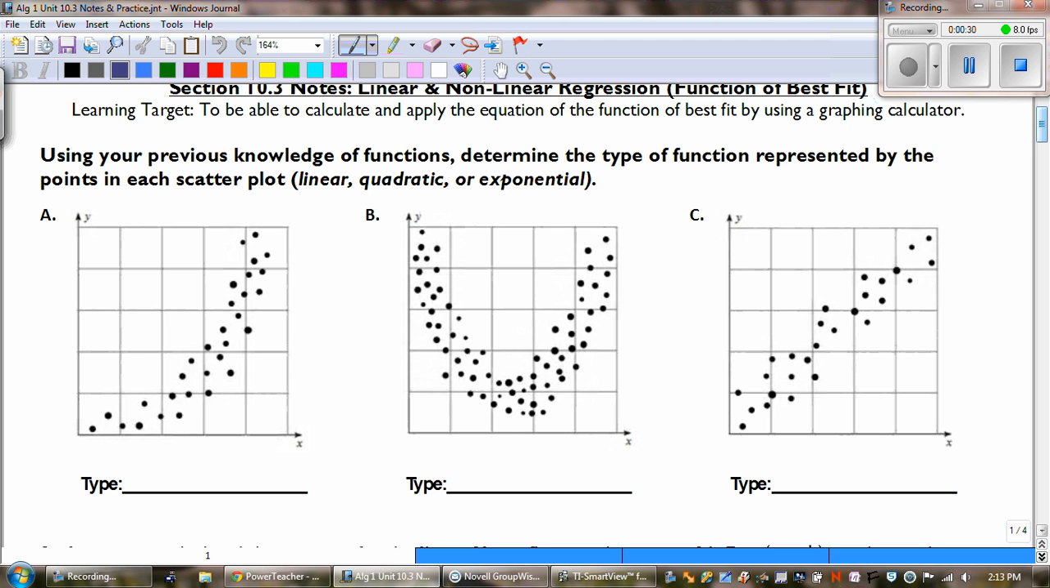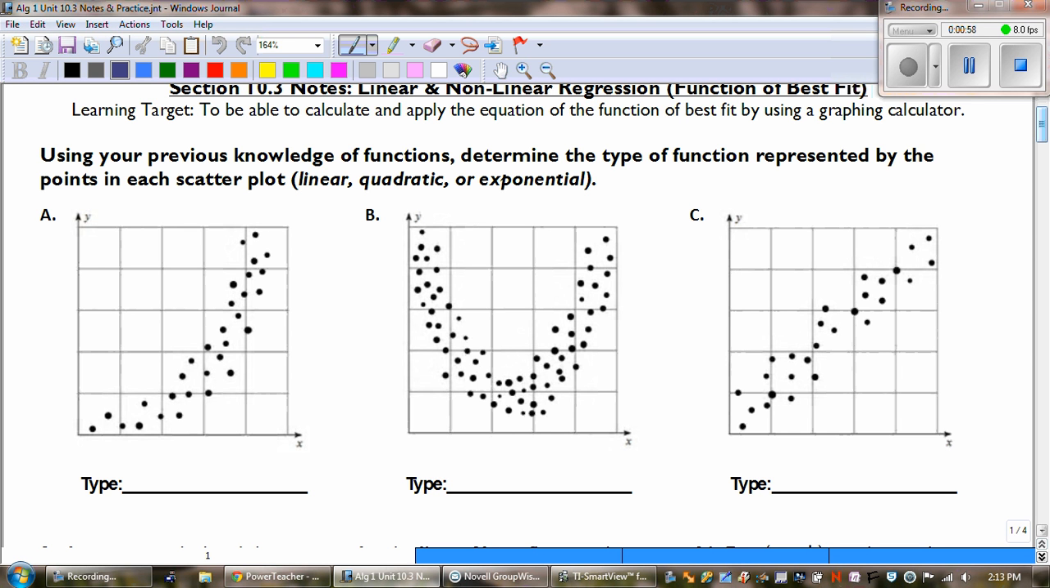So using your previous knowledge of functions, determine the type of function represented by the points in each scatter plot. One of those is linear, one is quadratic, and one is exponential. Which one is which? Well, I'm not going to tell you. You try it first.